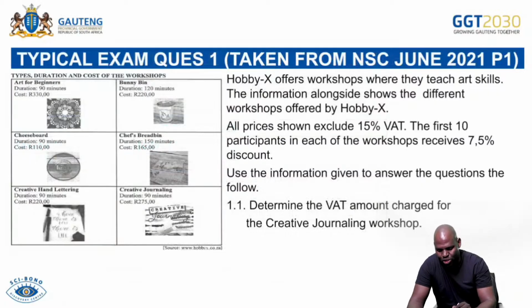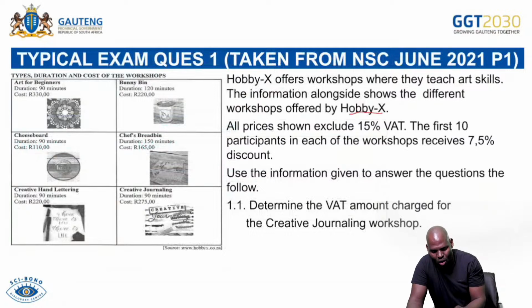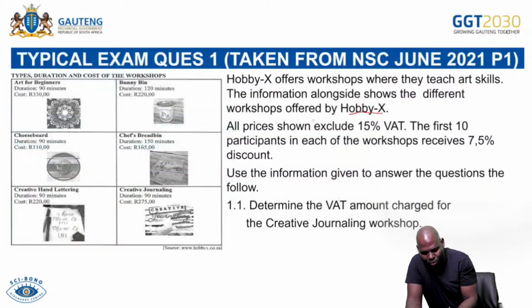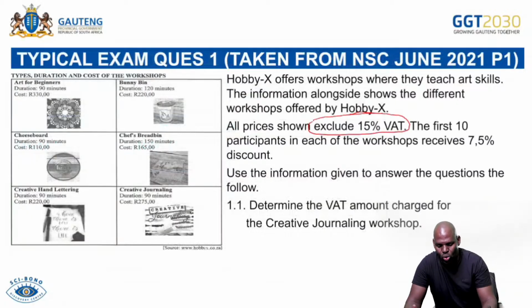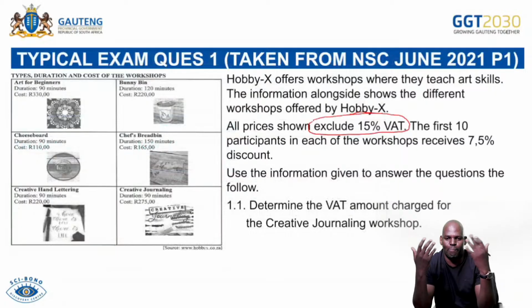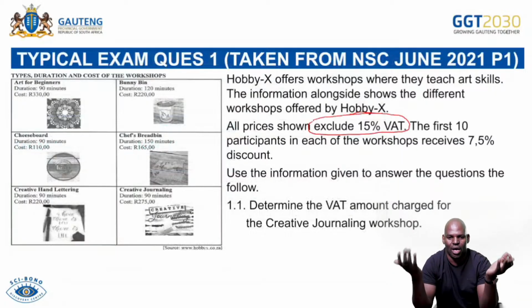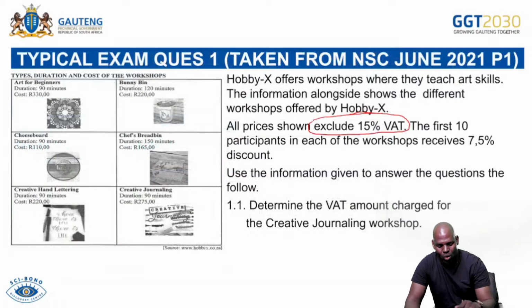So Hobby X offers workshops where they teach art skills. The information alongside shows the different workshops offered by Hobby X. All prices shown exclude VAT. Now this part is very, very important, because once they say all prices shown exclude 15% VAT, then you must have an idea of how you are going to approach and answer this question, because they are already telling you that whatever price is indicated there excludes VAT. Then the first 10 participants in each of the workshops receive a 7.5% discount. Use the information given to answer the questions that follow.